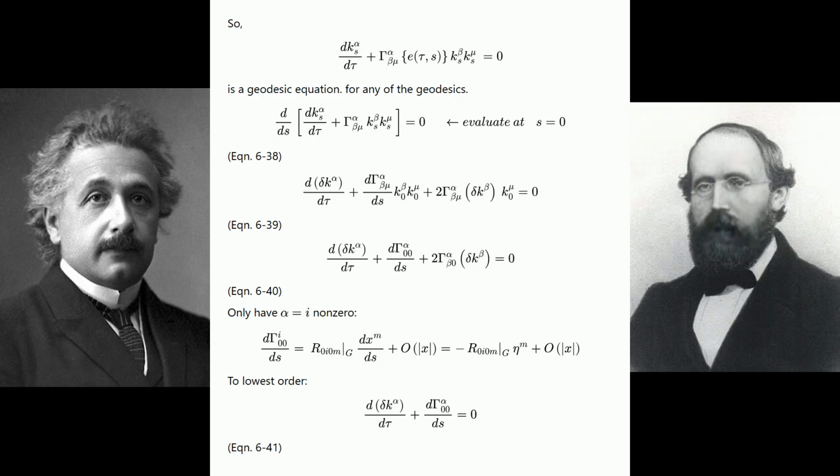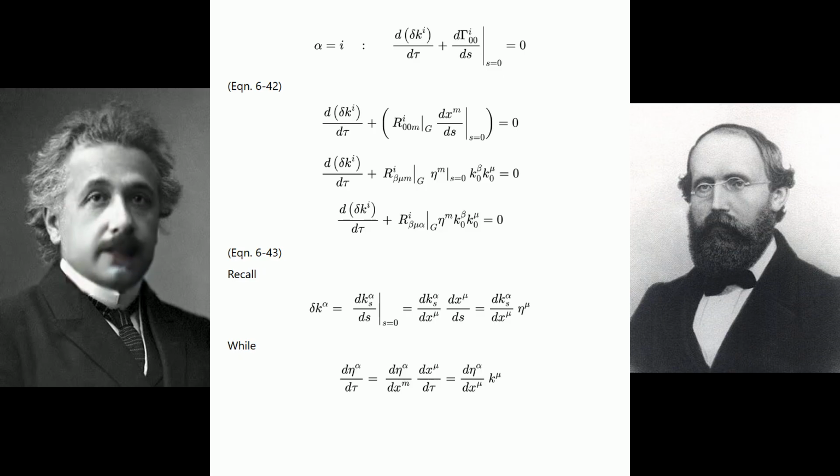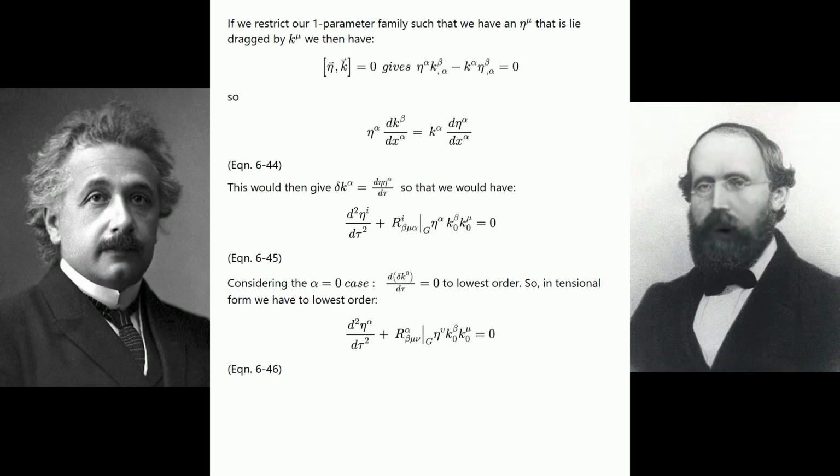Equation 6-38. Equation 6-39. Equation 6-40. Only have alpha equals i non-zero, see the equation. To lowest order, equation 6-41. Equation 6-42. Equation 6-43. Recall see the next equation shown. While see the equation. If we restrict our one-parameter family such that we have an eta to the mu that is Lie dragged by k to the mu, we then have see the next equation shown.